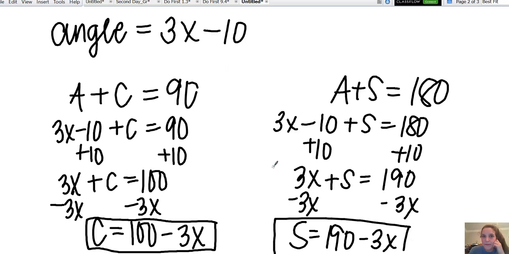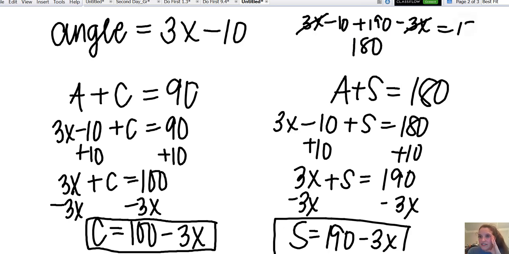And we can double check it because 3x minus 10 plus 190 minus 3x should add up to 180. 3x and negative 3x cancel each other out, and negative 10 and 190 add together to equal 180, which is exactly what we want them to equal. Cha-ching! This indeed is the supplement of our angle.